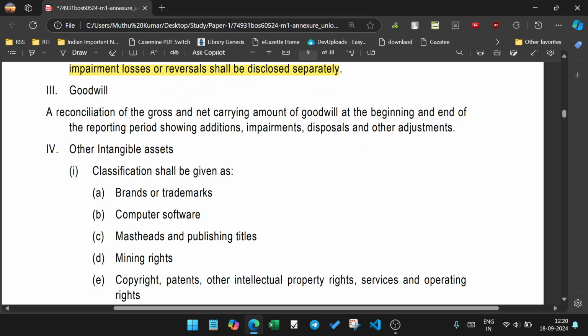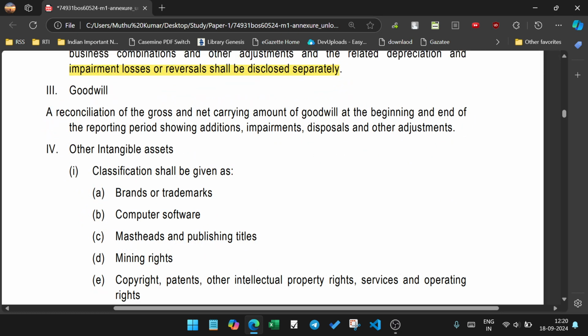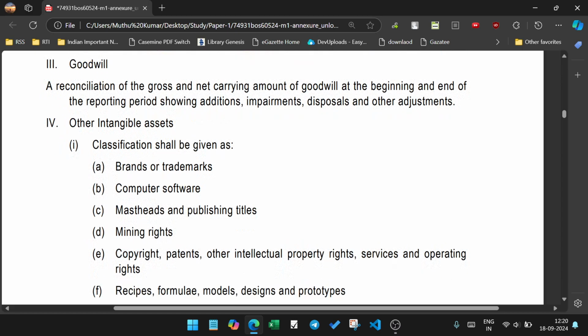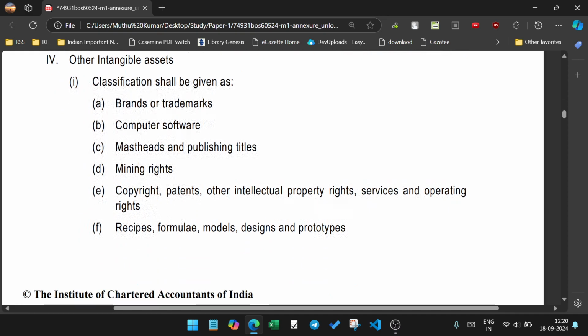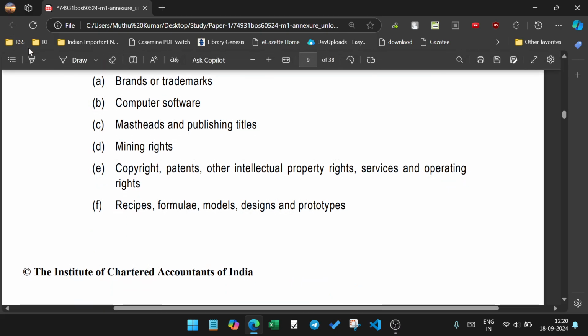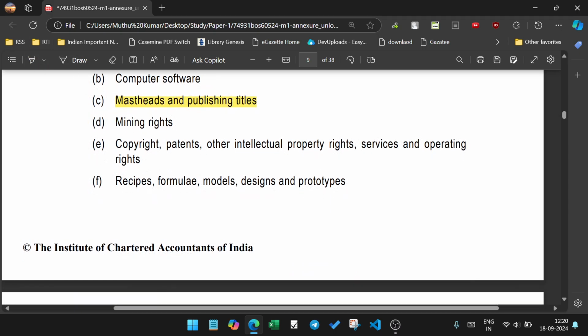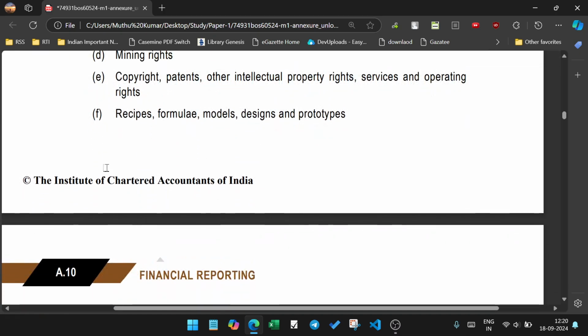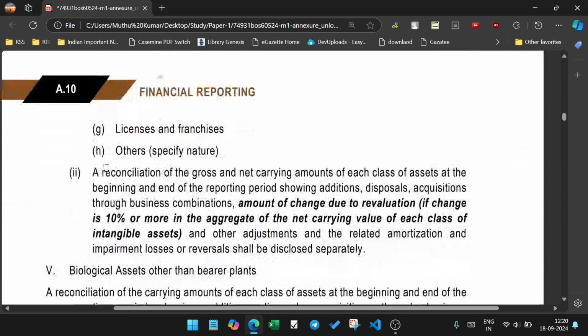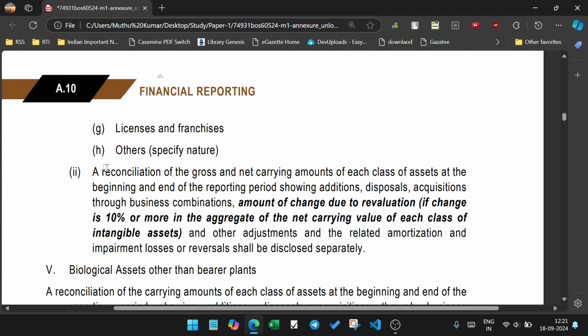The reconciliation of the gross and net carrying amount of goodwill at the beginning and end of the reporting period shows additions, impairment, disposals, and other adjustments. Other intangible assets. Classification of other intangible assets will be brands, trademarks, computer software, mastheads and publishing titles, mining rights, copyrights, patents, intellectual property rights, licenses, operating rights, recipes, formulae, models, designs, prototypes, licenses and franchises, and others.